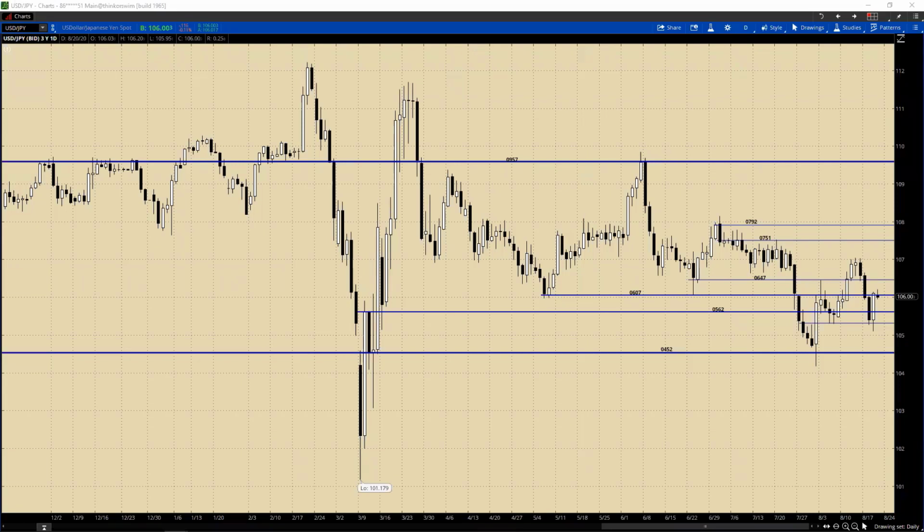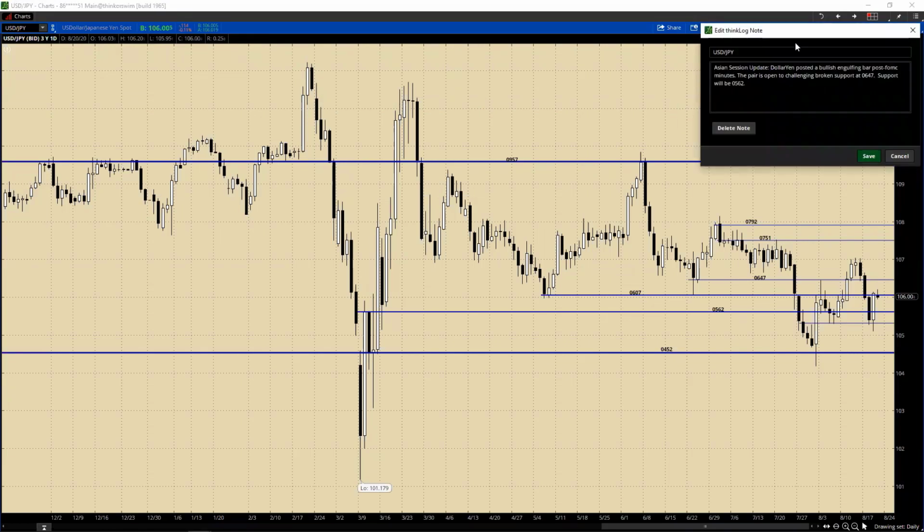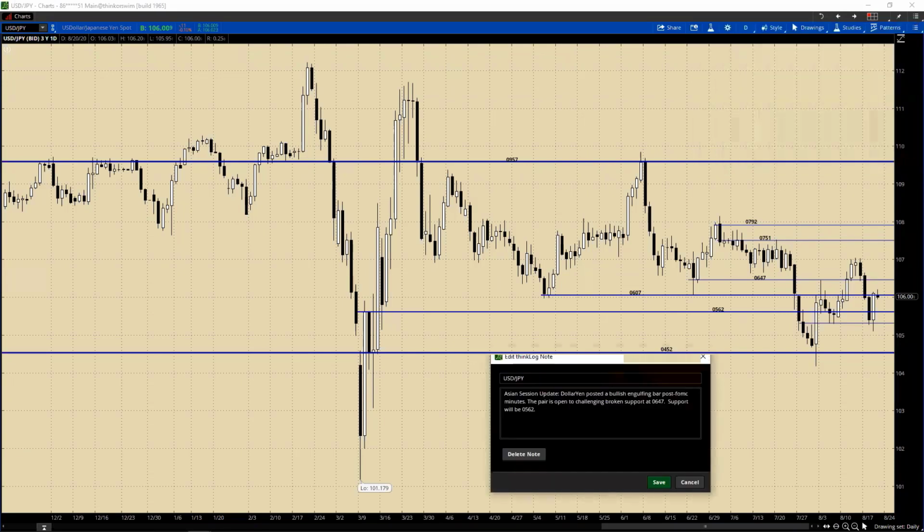So getting back to the dollar yen. Dollar yen posted a bullish engulfing bar post FOMC minutes. The pair is open to challenging broken support of 647. Support will be 562. We've already had a pretty phenomenal run here and probably would have thought, okay, it'll probably run out of gas around 528-ish or so. But nonetheless, this is where it can get to. It may not get there today, but maybe it'll get there tomorrow or whatever. But that would be the resistance 647 with the support being at 562.